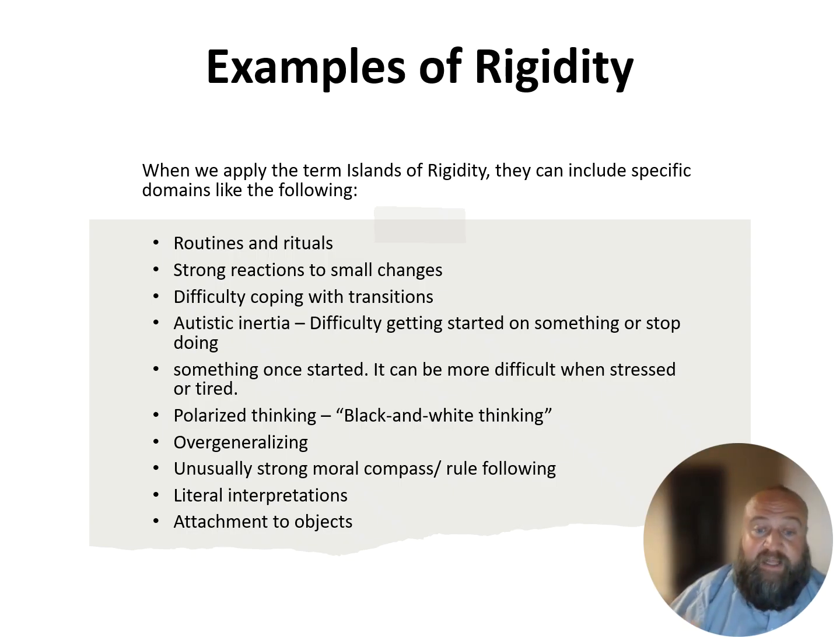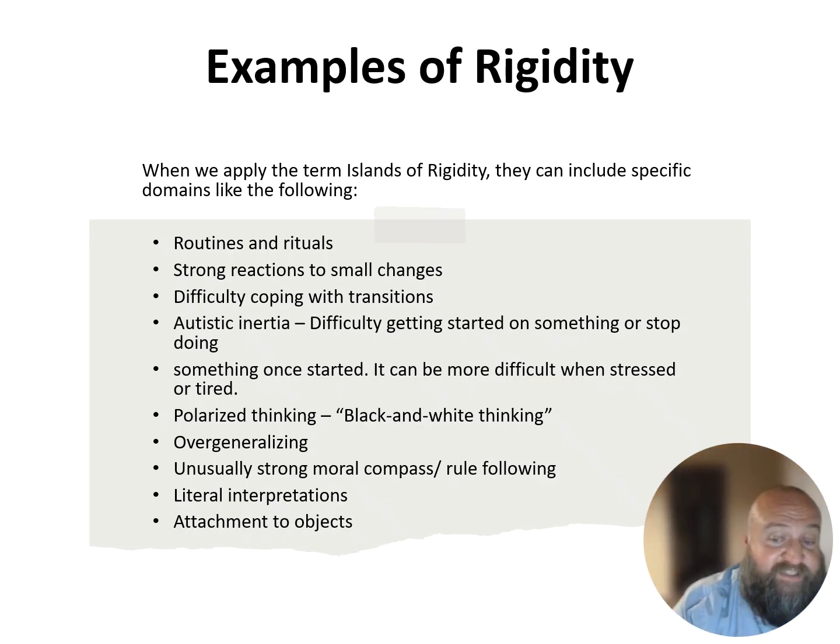Polarized thinking, so black and white thinking, tends to be very common. It's either this or it's that. There's no gray, there's nothing in between. Overgeneralizing is kind of a side effect of that also: if this happens and this happens and this happens, then it means the worst thing possible. Sometimes that can be an example of catastrophizing.